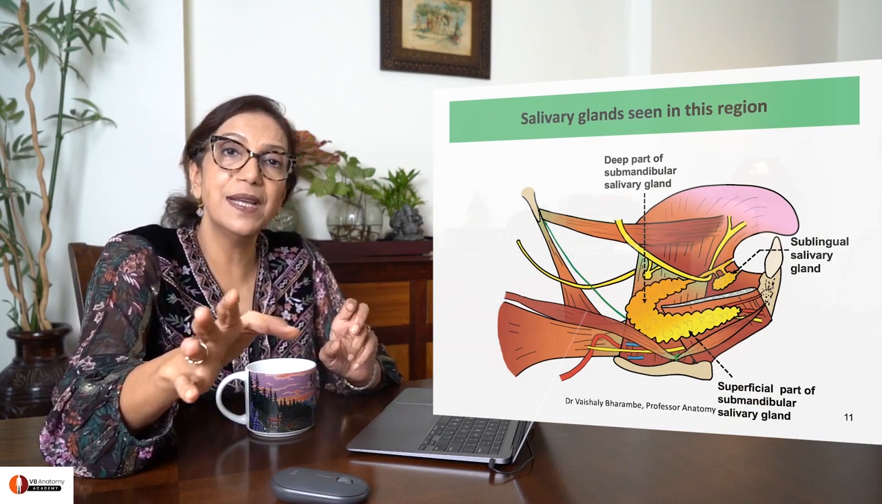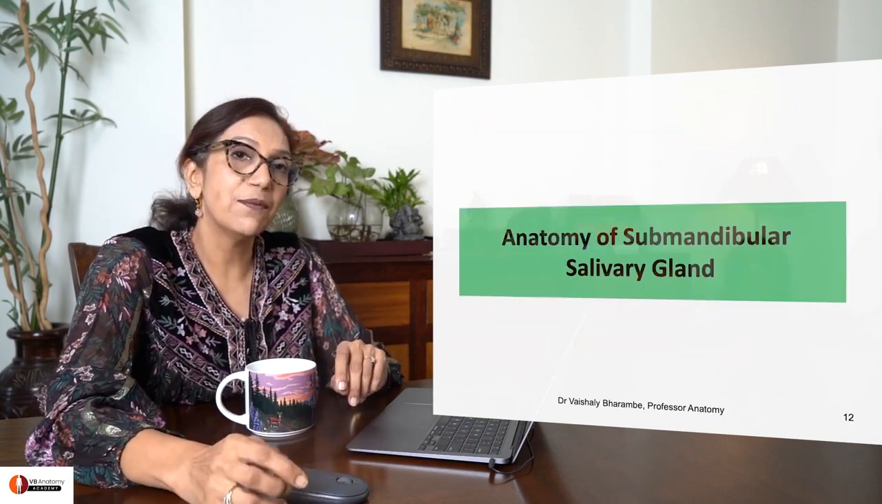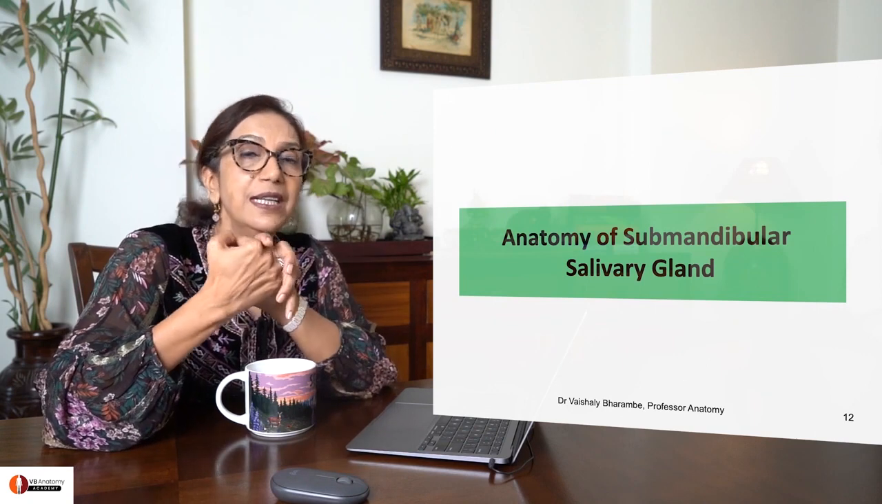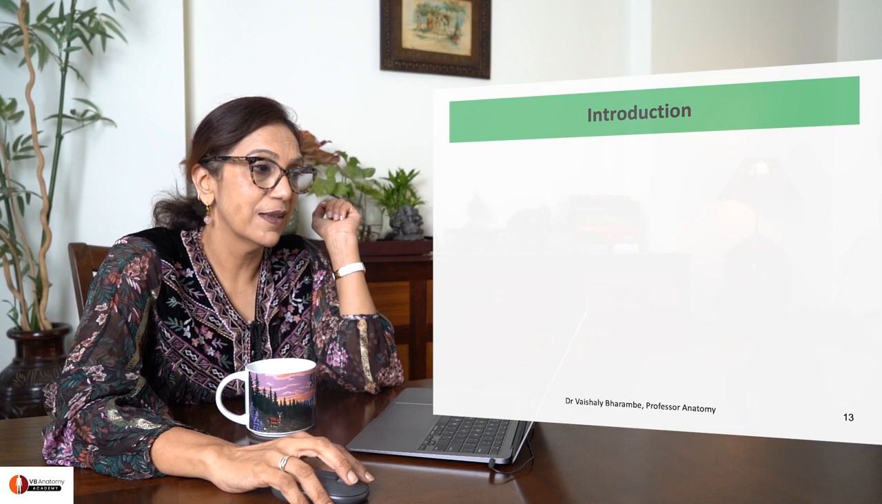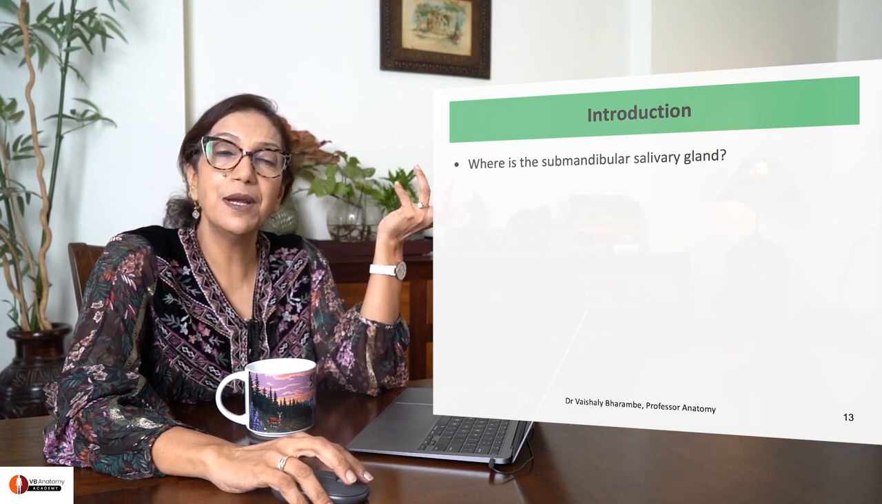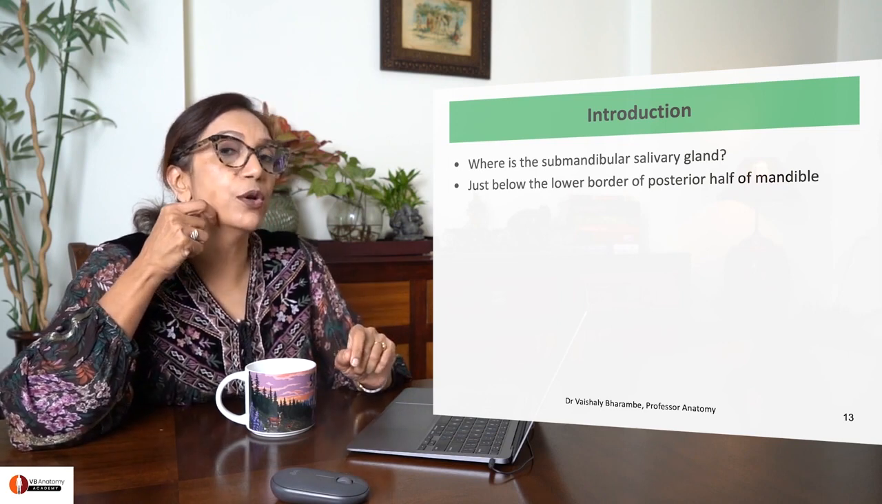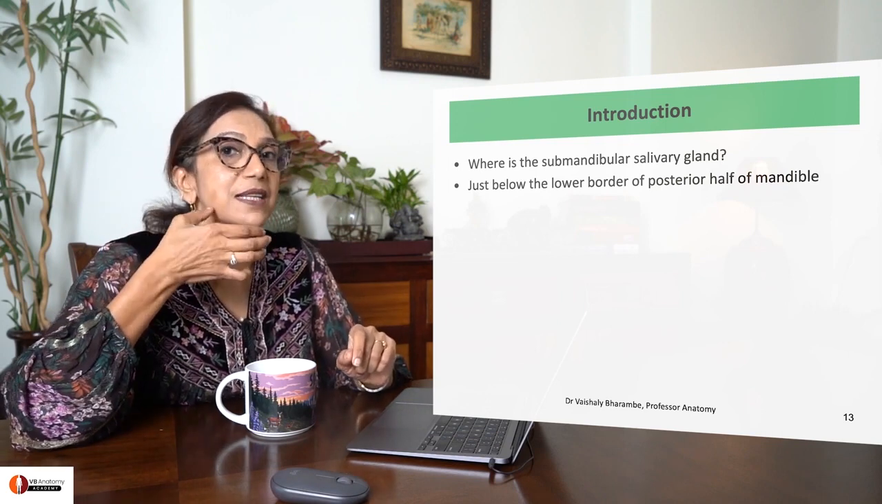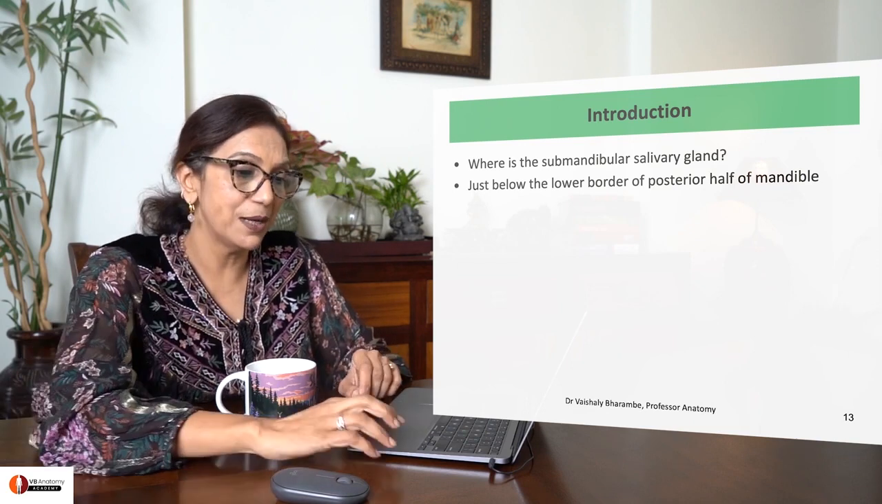So how many salivary glands? Submandibular and sublingual. Right. So now we come to studying the anatomy of submandibular salivary gland. Where is the submandibular salivary gland? It is present just below the lower border of posterior half of mandible. See, this is the mandible. Go to the posterior half, just below that is your submandibular gland.